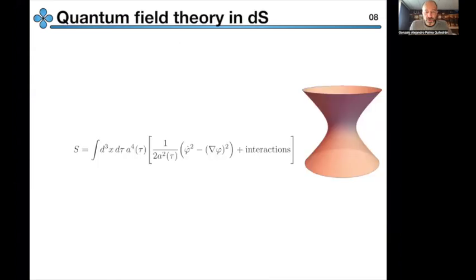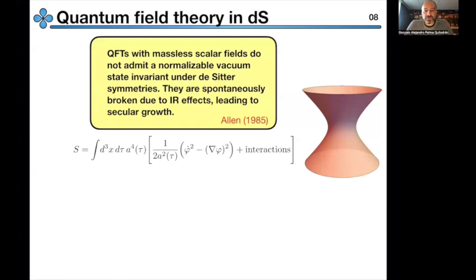So the purpose of this talk is to discuss the role of loops in the computation of correlation functions. And to begin with, I would like to review three important claims that you can find in the literature. So the first statement I want to review was made by Bruce Allen in a famous paper from the 80s.